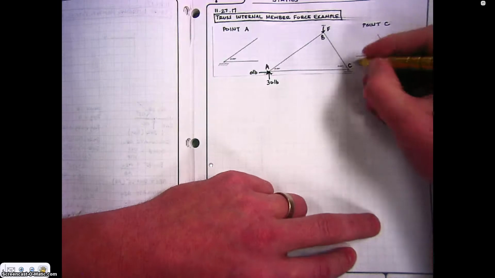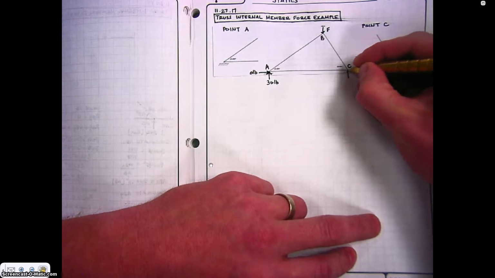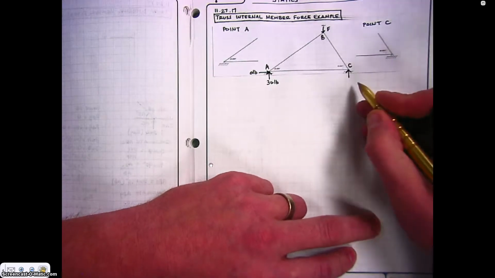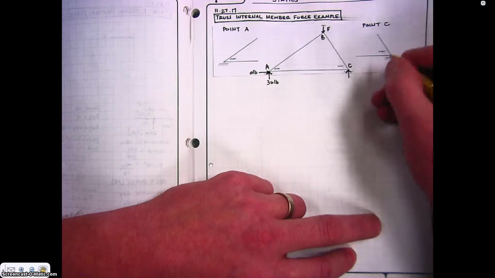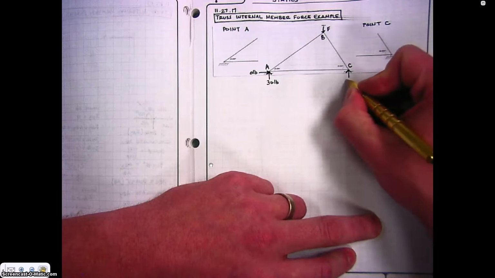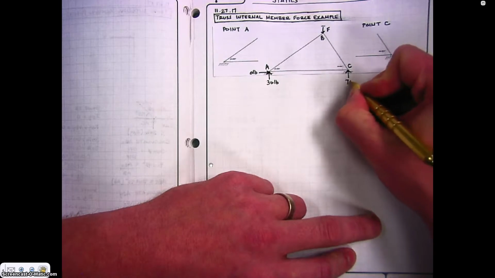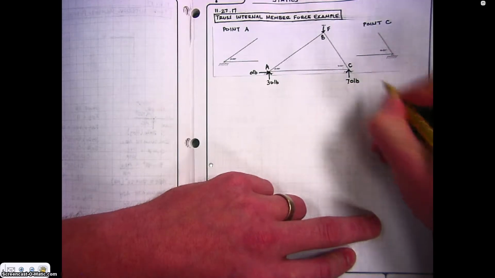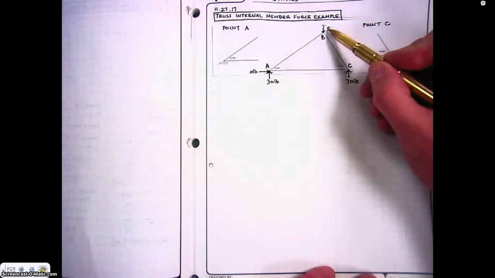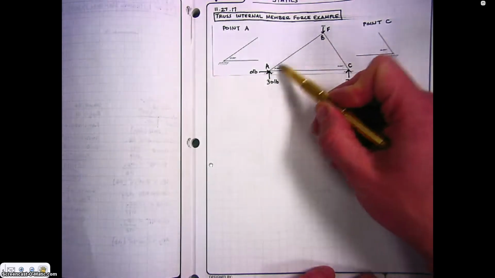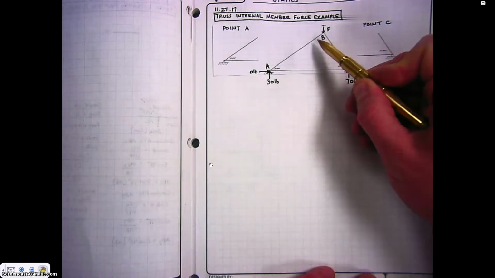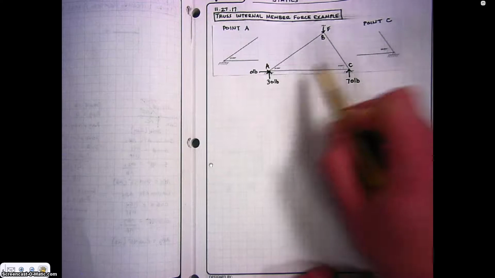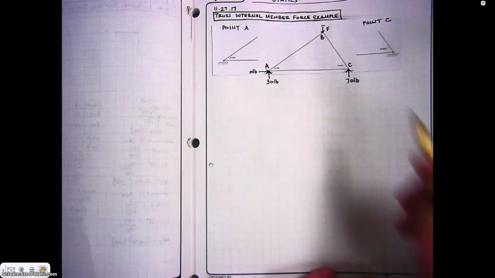Alright. We also have a reaction force at point C in the Y direction. Because it's a roller connection, it only has one direction of support. And we calculated that when we did our reaction forces as 70 pounds. Now we're going to be calculating, if we put this 100 magnitude force on our truss here, what happens to member AB, what happens to member BC, and what happens to member AC?